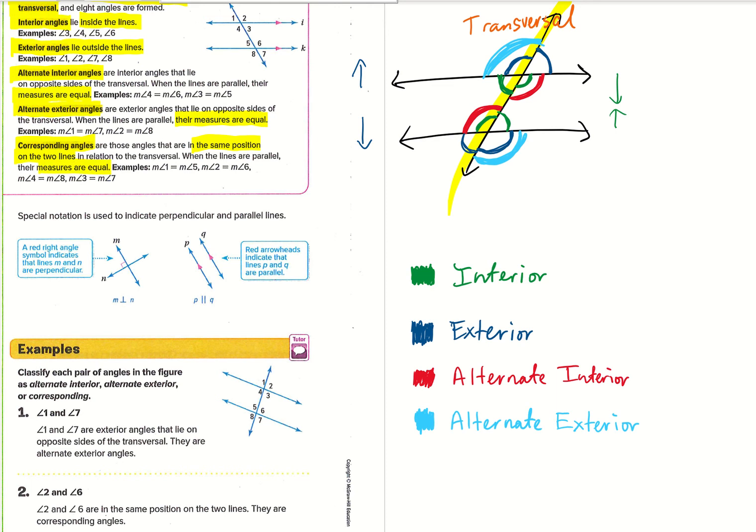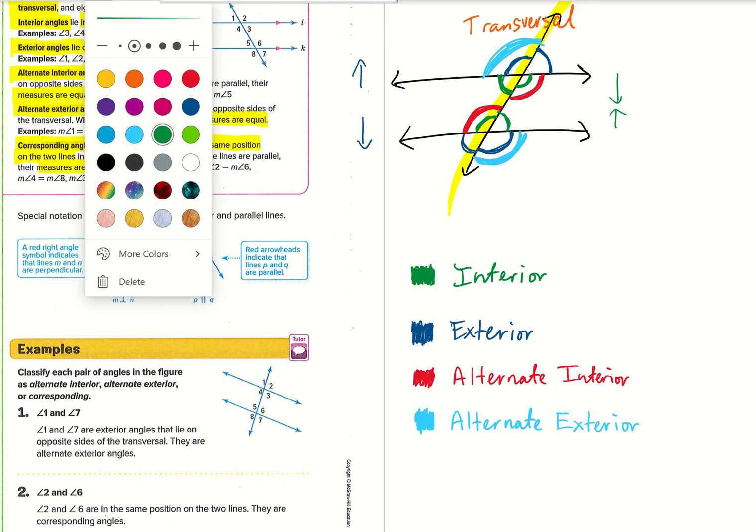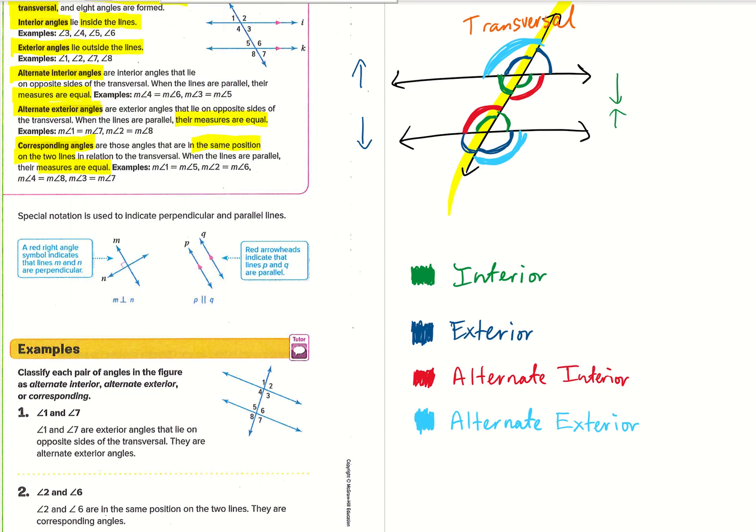All right, let's do our last one. What color should we do? Maybe let's go with pink. Maybe, yeah. No, purple, light purple. There we go. This light purple will be our corresponding angles.